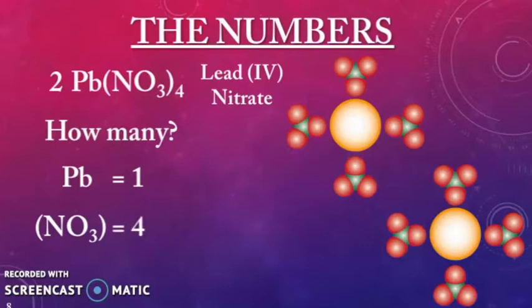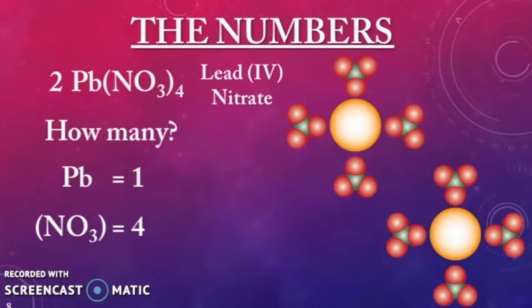Now this saves us a lot of trouble, so we don't have to keep track of all of our extra oxygens and all of our extra nitrogens in this case. We just have to keep track of the nitrate as a whole. And it really is going to save us a lot of trouble later on.